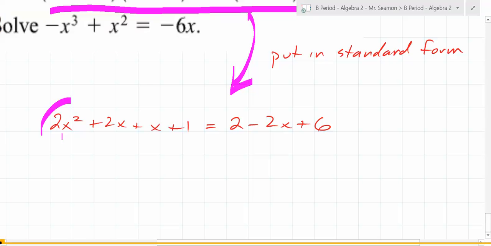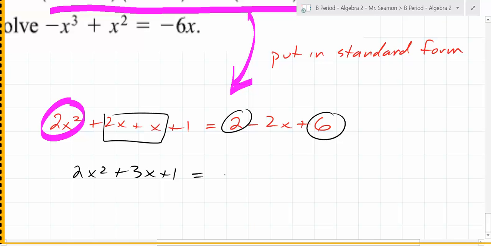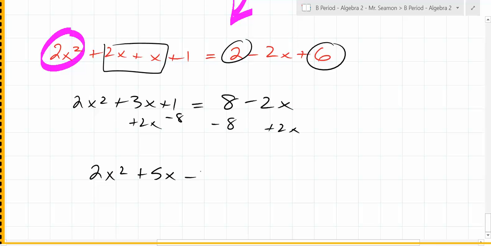So this stays on the left. That's correct. What do you add for x's? Oh, we have 3x right there. So you have 2x squared plus 3x plus 1 equals, what's 2 and 6? 8 minus 2x. Is that standard form? No. What do we add? Plus 2x, plus 2x. Subtract 8, subtract 8. What do you end up with? Correct. Equals 0. This is standard form.